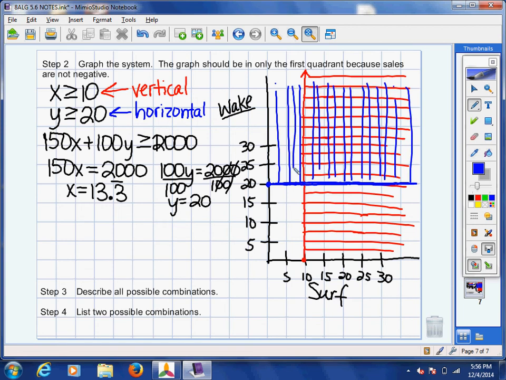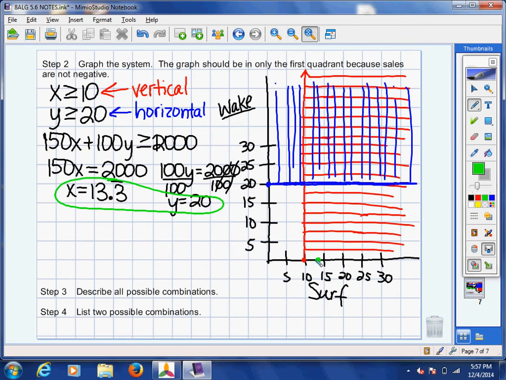All right, now I'm going to switch colors again. I'll go to that neon green. That's pretty cool. And now I'm going to take my standard form and I'm going to graph these two x-intercepts and y-intercepts. I'm going to graph those with a solid line and then do shading there. So x is 13.3. Guess what, guys? I'm going to have to estimate where that is, okay? So there it is, roughly 13.3 or so.